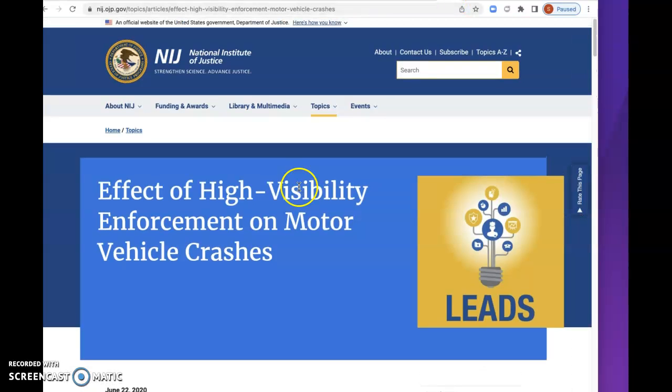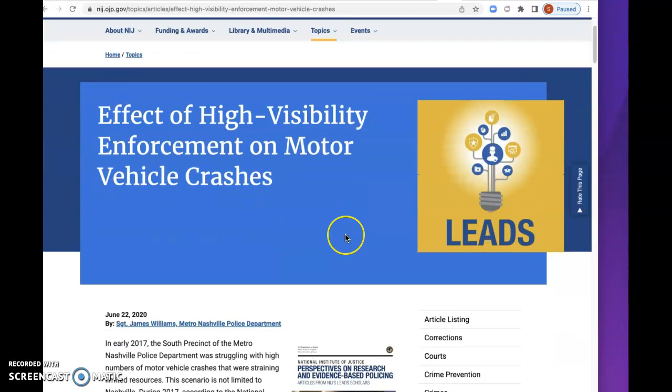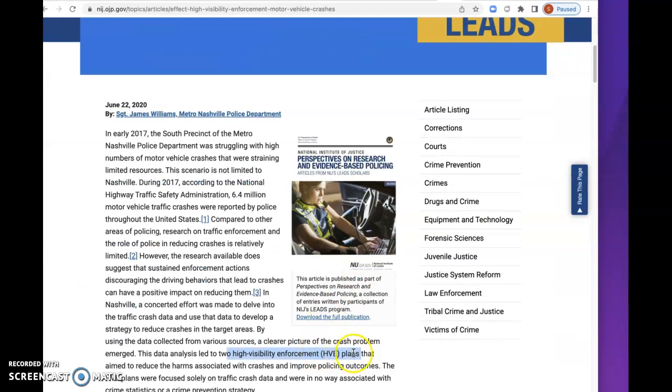The next thing we're going to look at is vehicle effective high visibility enforcement. HVE is going to be something that you all should know. HVE plans aim to reduce harm associated with crashes. This is how they decide how roads should be done.